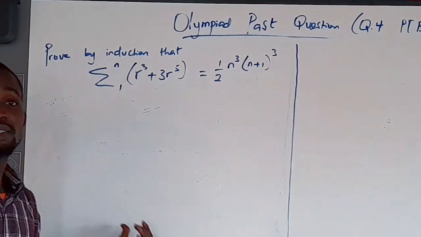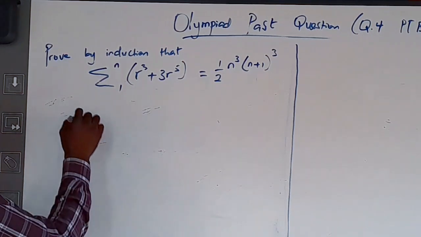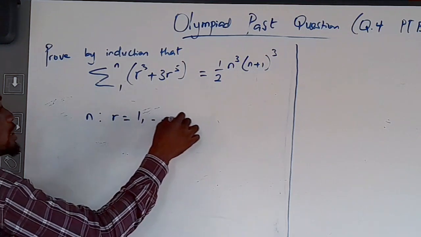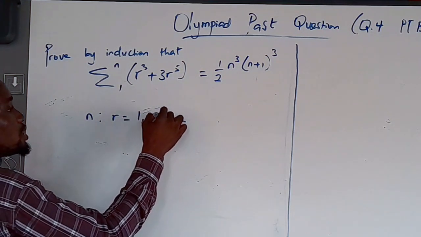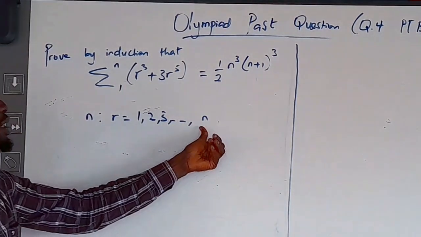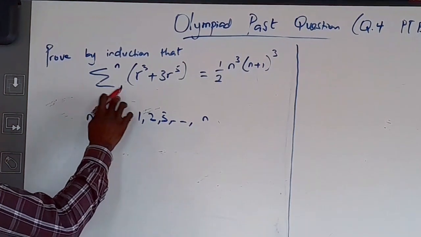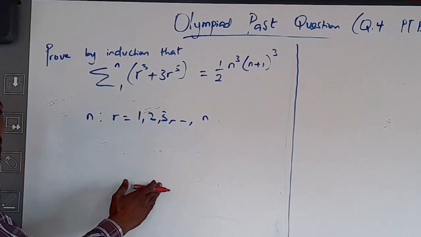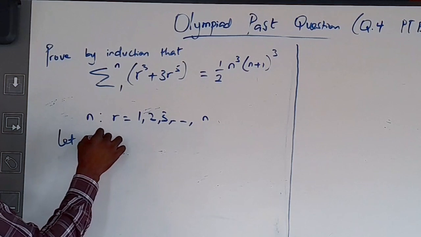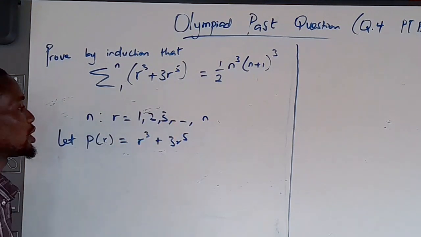If you've been following me through my classes on induction, you notice how I express this: r starts from 1, where we have 1, 2, 3, all up to n. That is, my n can represent any number. Summation means the sum of all the elements of this polynomial. So I can say, let P of r be equal to r cubed plus 3r to the power 5.